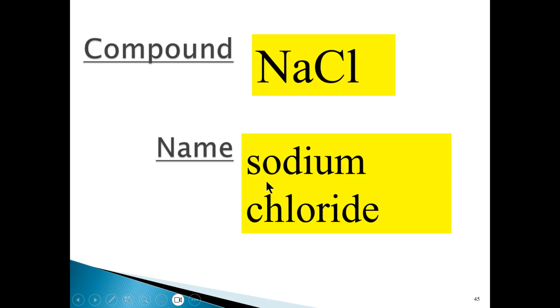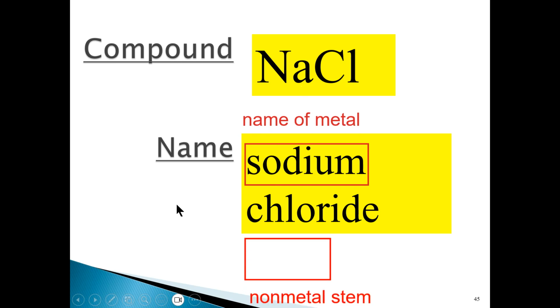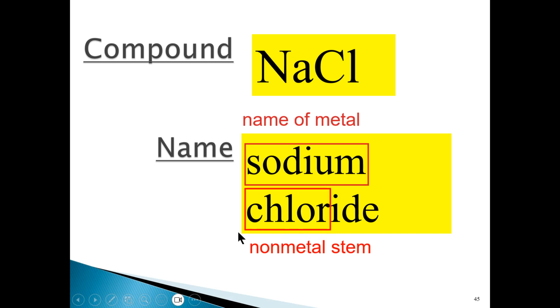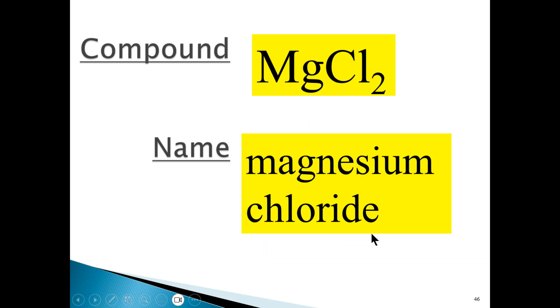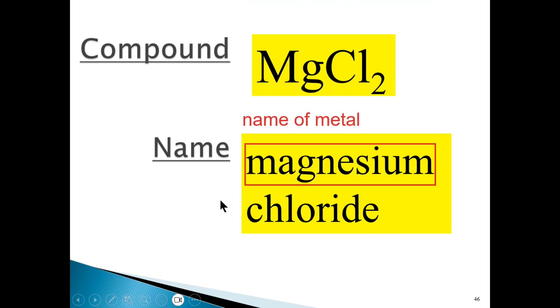Okay, so just to give you some examples of binary ionic compounds, according to the rules that we have just learned, here is how we name them. NaCl, the name of this compound is sodium chloride. We have the name of the metal, which is sodium, and then the stem of the nonmetal name, and then it ends with IDE. Same rule applies in this case, magnesium chloride. Magnesium is the first part, which is the name of the metal, and then chlor would be the stem of the nonmetal name, and then IDE.